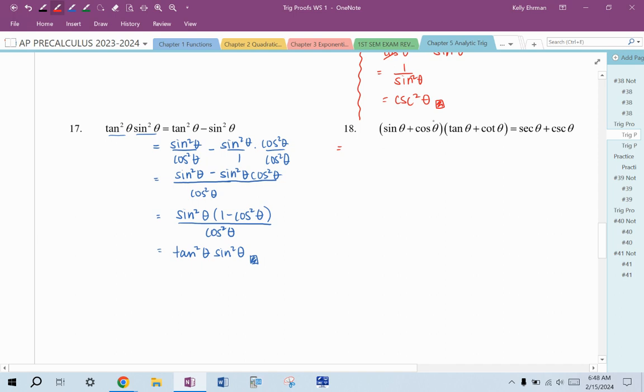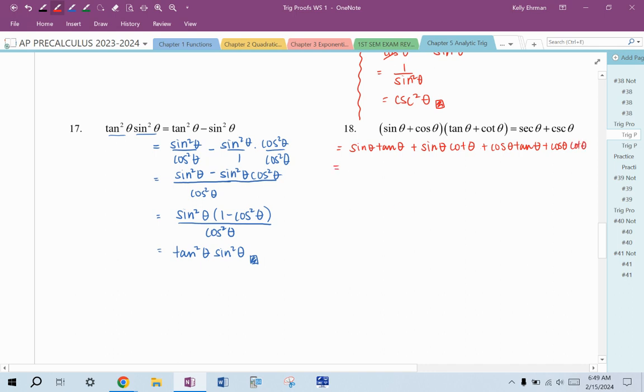So if I FOIL, I get sine theta tangent theta plus sine theta cotangent theta plus cosine theta tangent theta plus cosine theta cotangent theta.